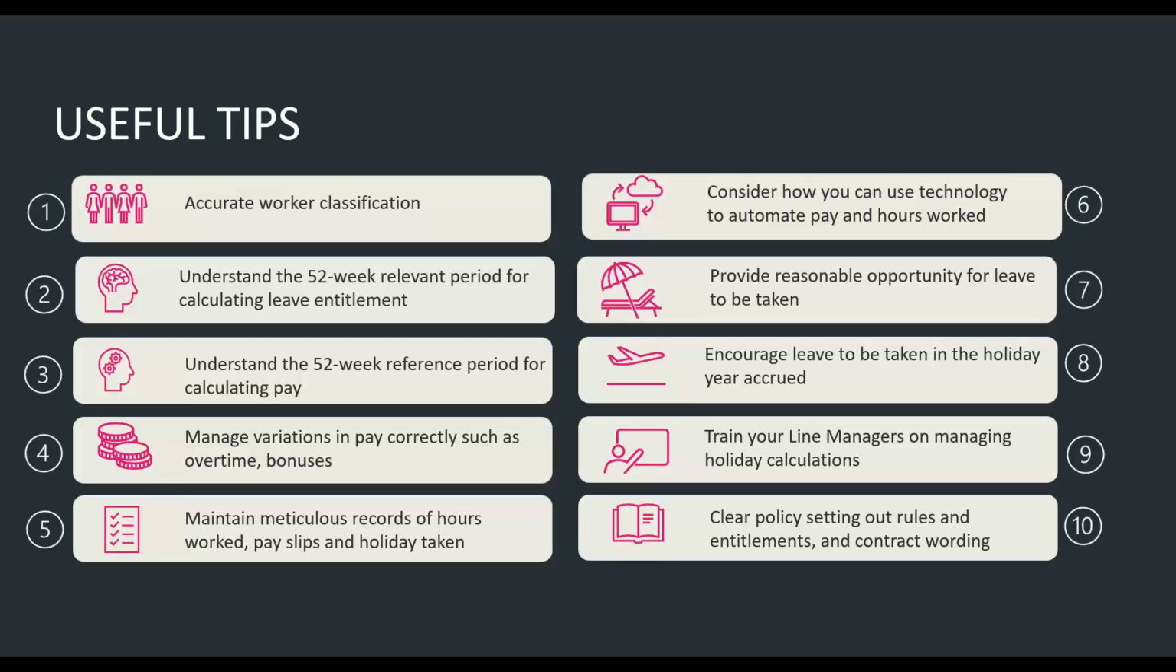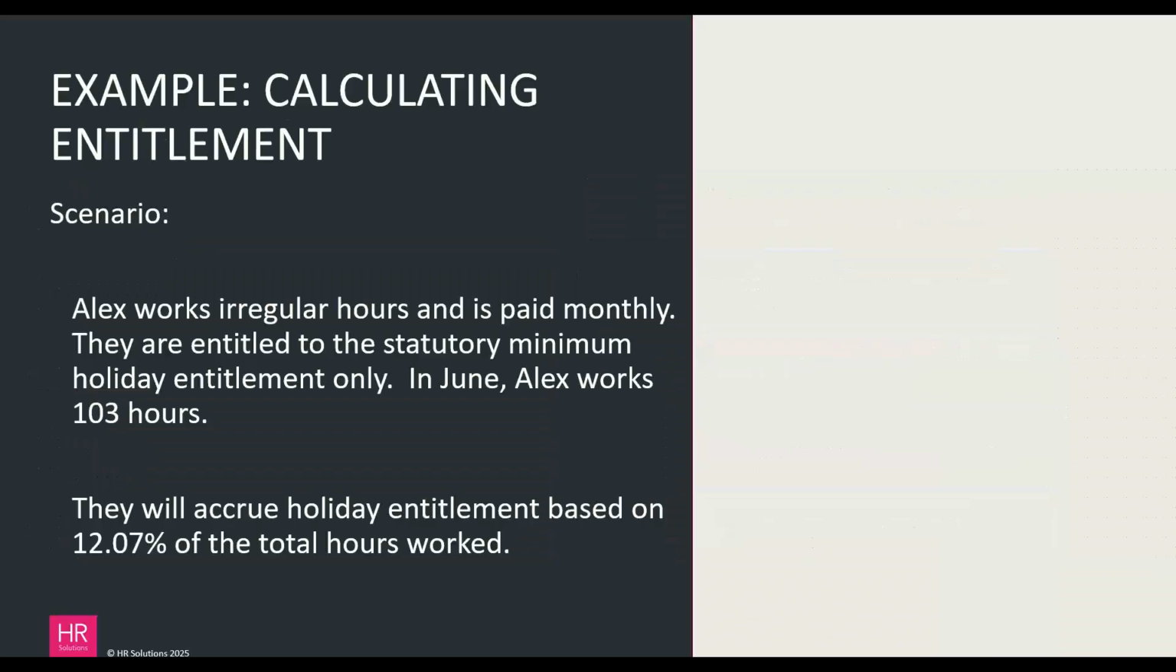So we've got a couple of scenarios. In this one, we are looking at somebody that's working irregular hours. They're paid monthly, so that's their pay frequency. They're entitled to the statutory only, and in the month of June, they worked 103 hours. So it's about working out how much holiday they accrued in June for the hours that they worked, and you obviously need to use your 12.07% method. Remember, if you offer contractual, it'll be a different percentage.